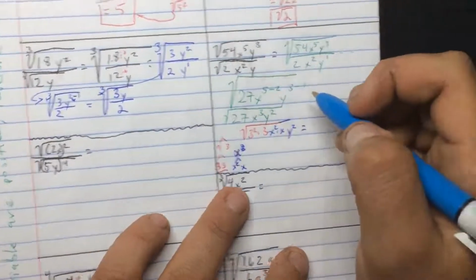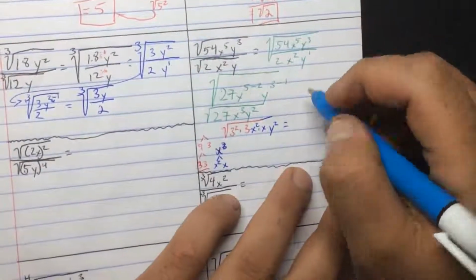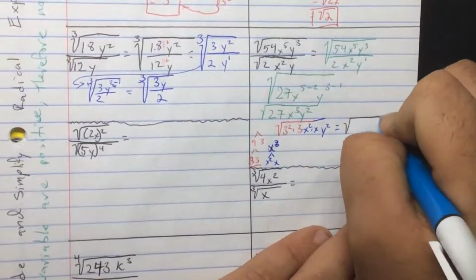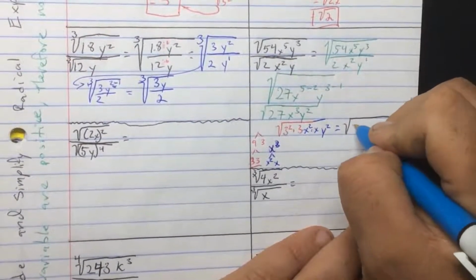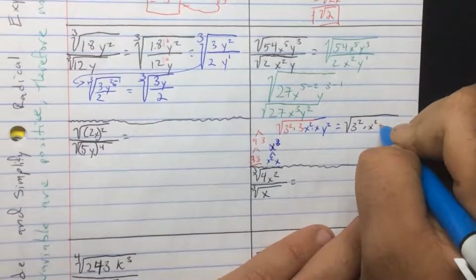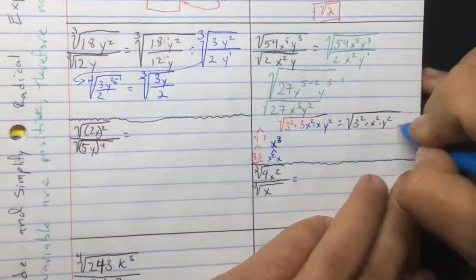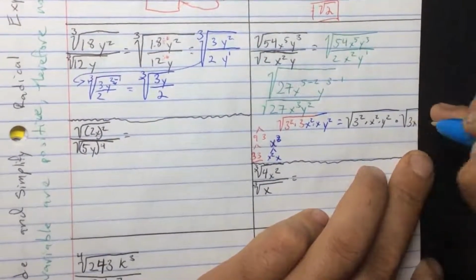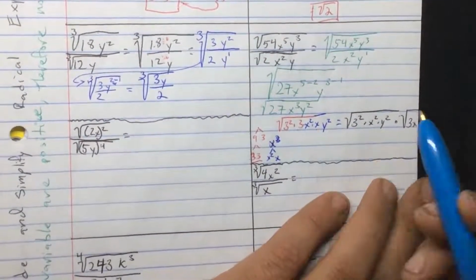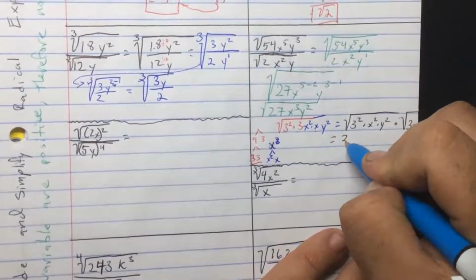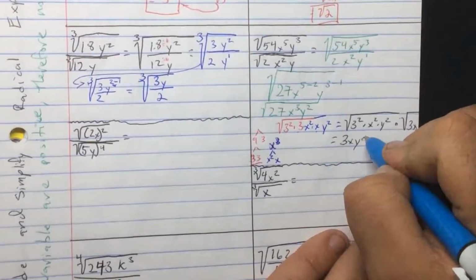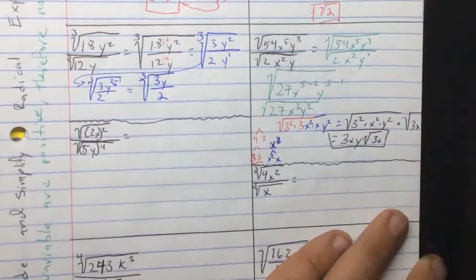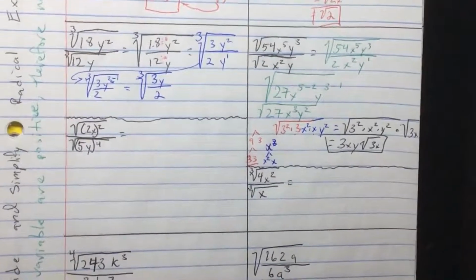This is going to equal the square root of 3 squared times x squared times y squared, times the square root of 3 and x. That's what's left over, 3 and x. So these are going to come out as 3xy, and this is going to stay as the square root of 3x, our final answer there.